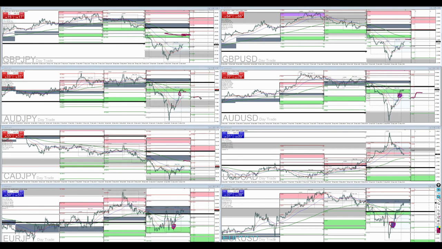Same thing here. Got the daily pivot here. Actually, the M2 is way up here. It's such a small pivot zone. It needs to come up above this M2. This daily pivot needs to come up above M2. This daily pivot up above M2. Just like this one right here. Daily pivot is above the M2, so that's valid.